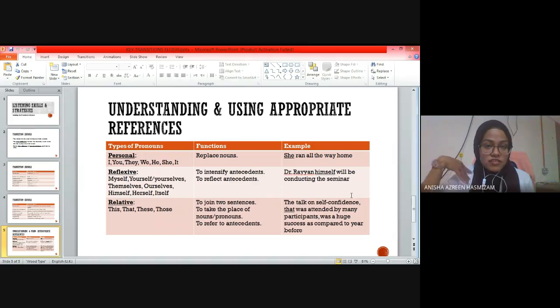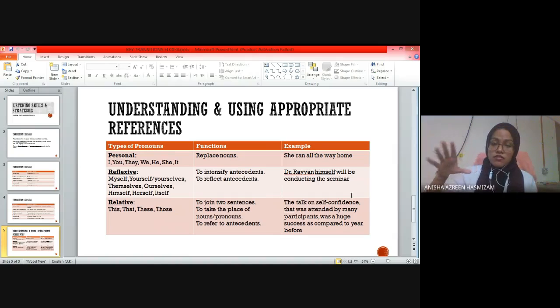We ourselves are going to drive to Kelantan. Or, what else? Okay, for themselves. They themselves are going to conduct the event. I myself am going to do the presentation alone. You yourself are going to have to write it down.